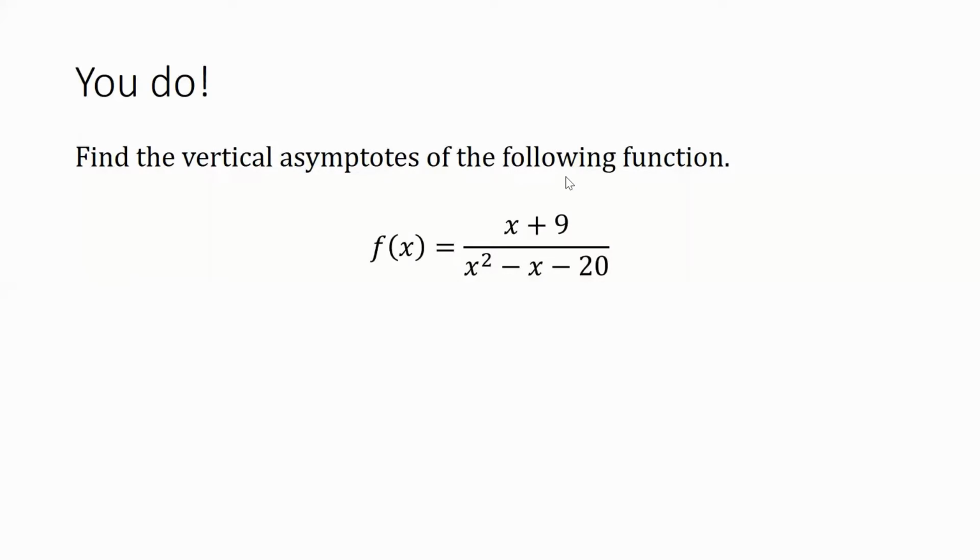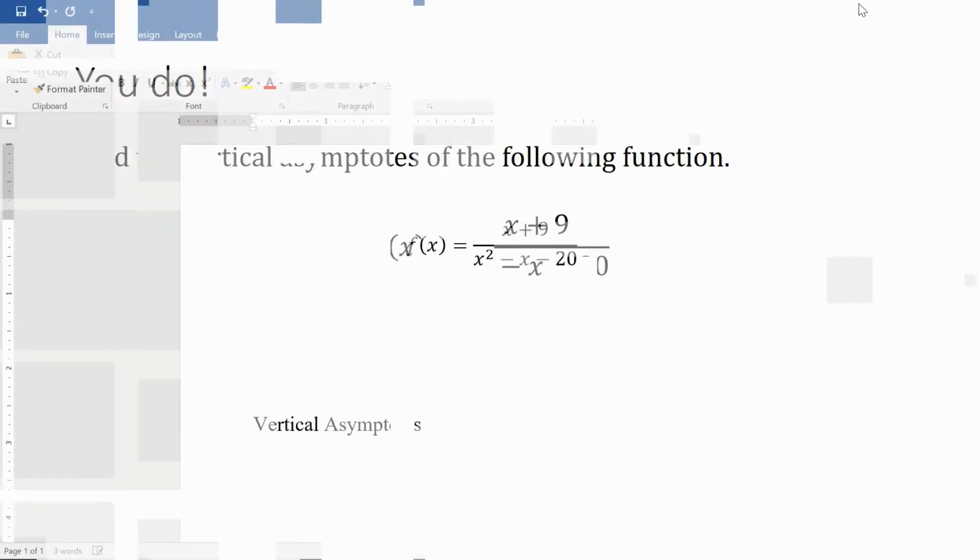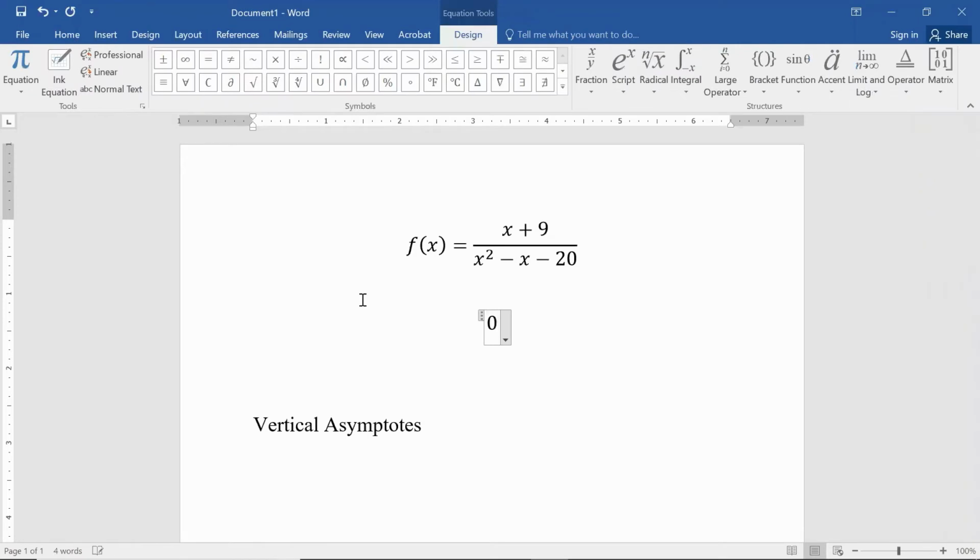The goal of this problem was to find the vertical asymptotes of this function. We are going to do that now. I'm going to do that using the method of understanding that we get vertical asymptotes when our denominator is 0 and our numerator is not 0. So we set the denominator equal to 0.